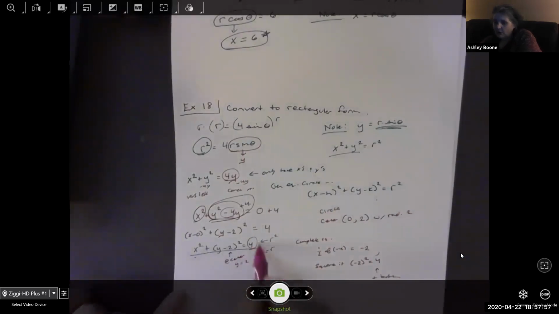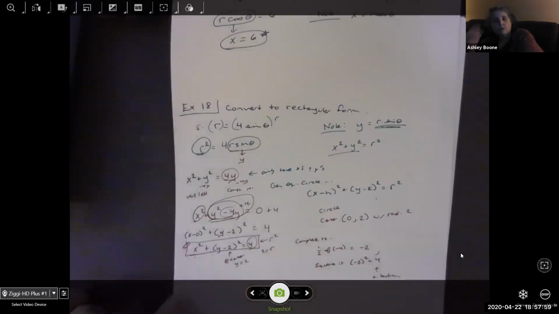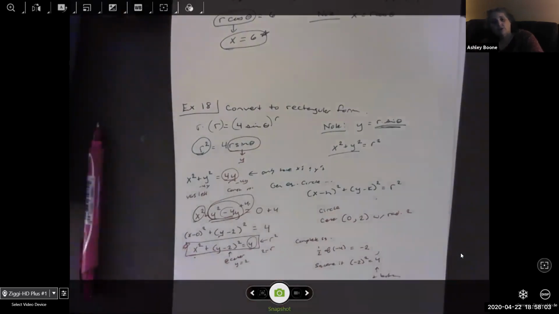But this is our equation in polar form. So we can go through and write it a little bit differently. We can do the conversion and write it in the form of a circle if you have x squared and y squared involved. All right, that was example 18. Let's try another one here.